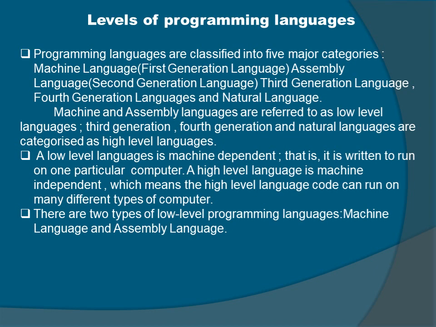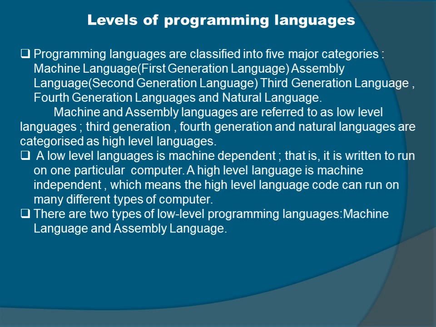Now we see the levels of programming. Programming languages are classified into five major categories: machine language, which is a first generation language, assembly language, which is a second generation language, third generation language, fourth generation language, and natural language. Machine and assembly languages are referred to as low level languages. Third generation, fourth generation, and natural languages are categorized as high level languages. Okay. So these are just the levels of programming languages.